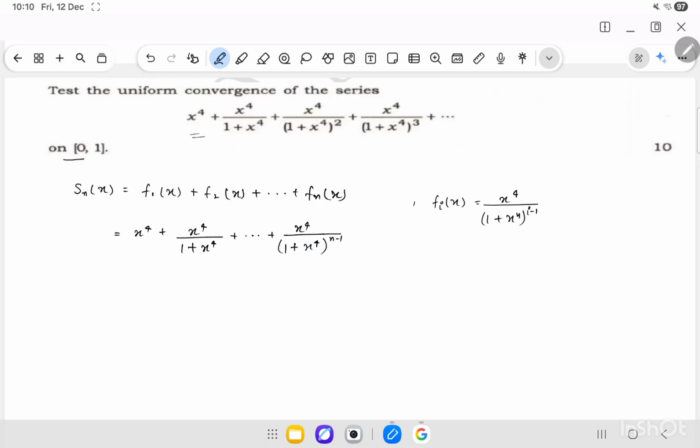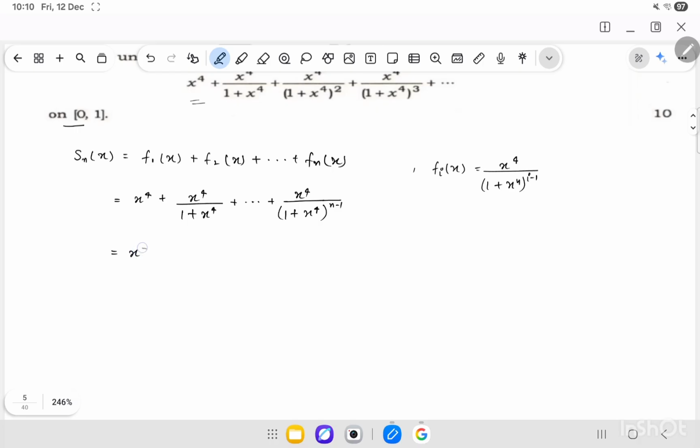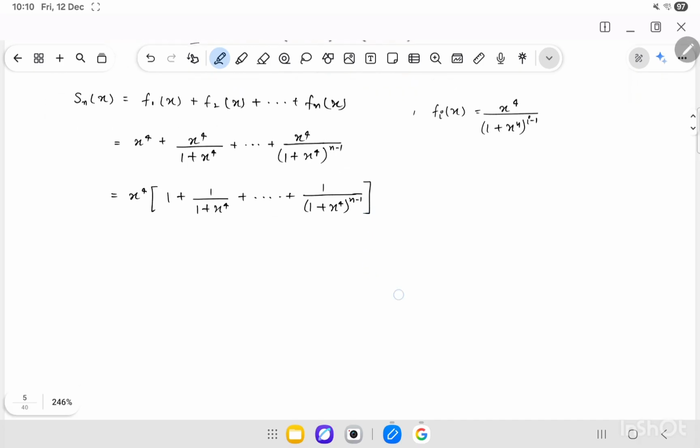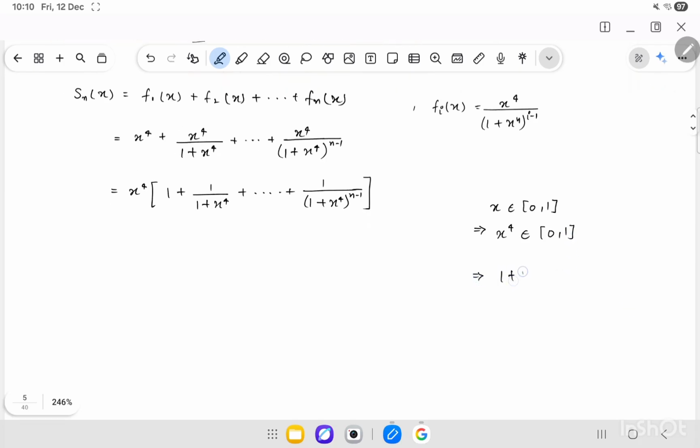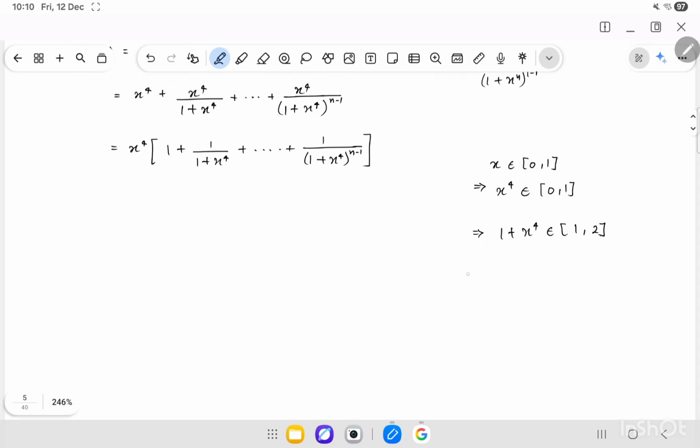Now from all these terms I can pull out x^4 as common, so I'll be left with 1 + 1 divided by (1 + x^4) up till 1 divided by (1 + x^4)^(n-1). Also, if you observe, since x belongs to the closed interval [0, 1], we can say that x^4 also belongs to [0, 1], and 1 + x^4 will belong to the closed interval [1, 2]. So from here we can say that 1 divided by (1 + x^4) will be something less than or equal to 1.